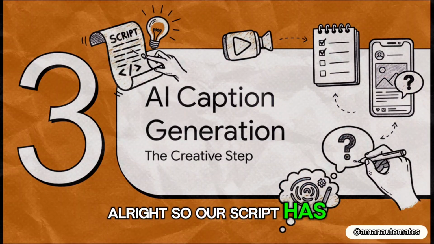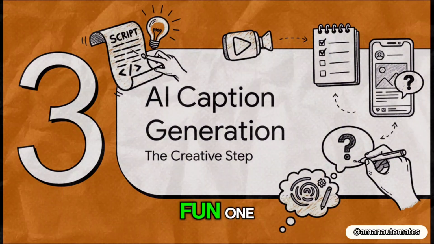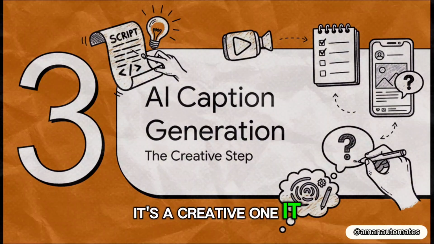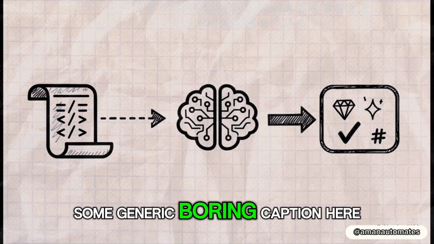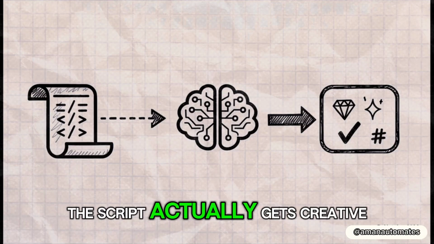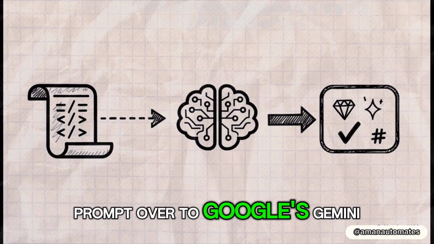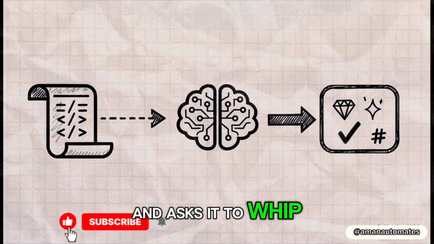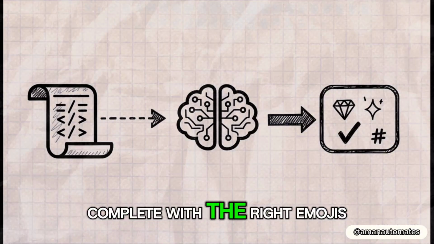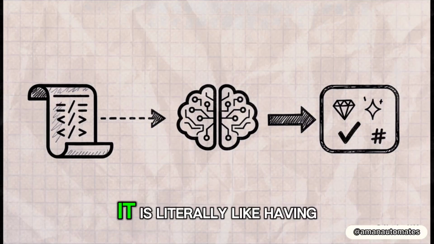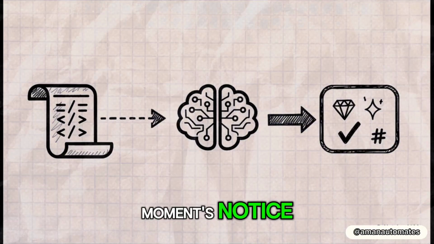All right, so our script is woken up, it's found a video on its to-do list. The next step is a fun one, it's a creative one. It needs to write a caption. And we're not talking about some generic, boring caption here. The script actually gets creative. It sends a really specific prompt over to Google's Gemini AI and asks it to whip up a luxury, motivational Instagram Reel caption, complete with the right emojis and hashtags. It is literally like having an on-demand copywriter ready to go at a moment's notice.